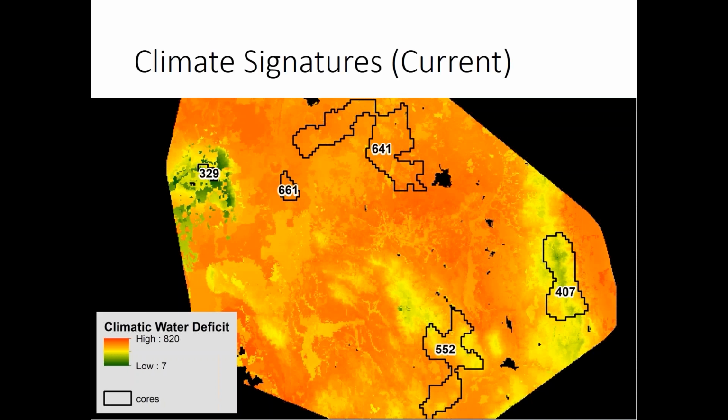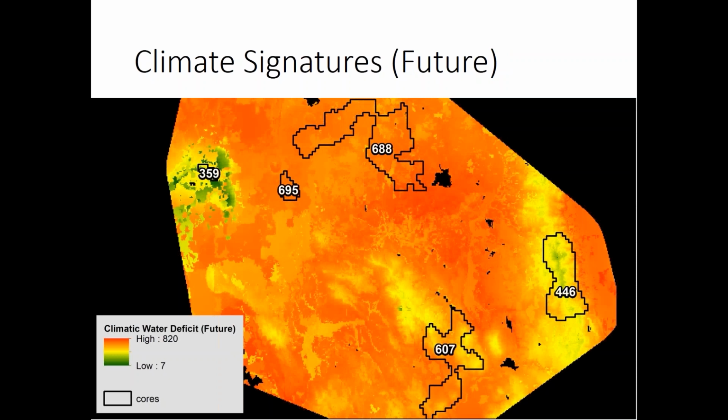You can take the mean value of each one of these core areas to get their climate signature, ranging from 329 to 661. And you can also look at that in the future climate. Here it is 50 years in the future. You can see the climate signatures have increased.